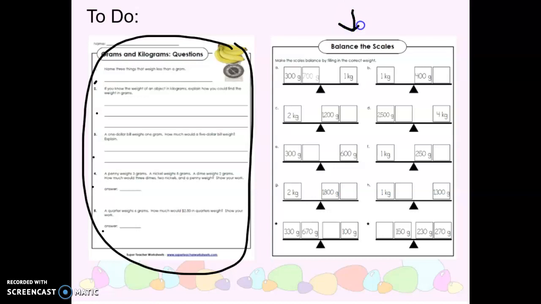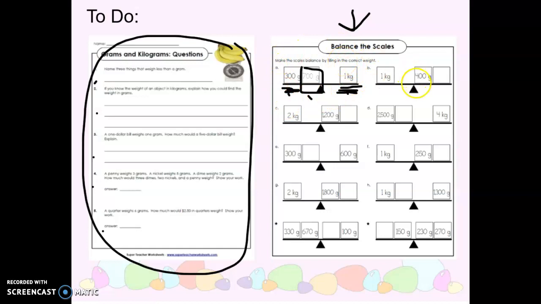And then this balance the scales one here, I thought was just kind of fun. It reminds me a little bit of hands-on equations, which I love. But what you're doing here is you're trying to make the scales balance. But you see that there's some kilograms and there's some grams. So this first one, this A right here is our example. If I have 1 kilogram on this side and 300 grams on this side to make that balanced, obviously I need this 700 grams because 300 plus 700 equals 1,000. And we know that 1,000 grams is the same as 1 kilogram. Okay, so everyone see how we did this one right here.